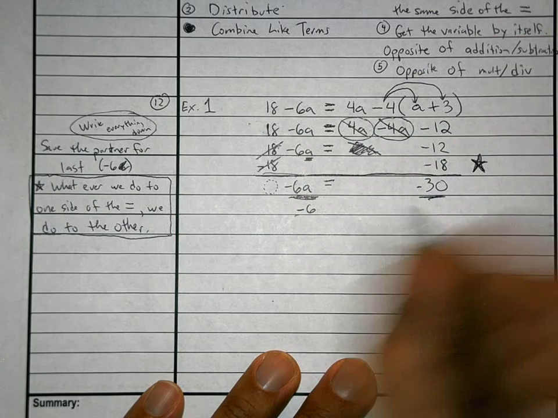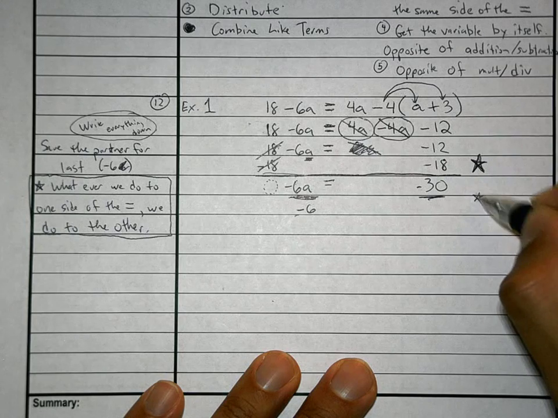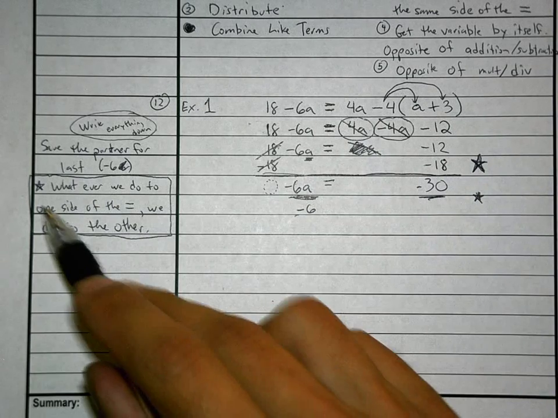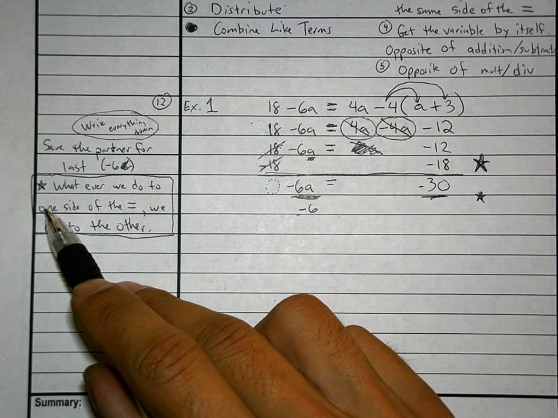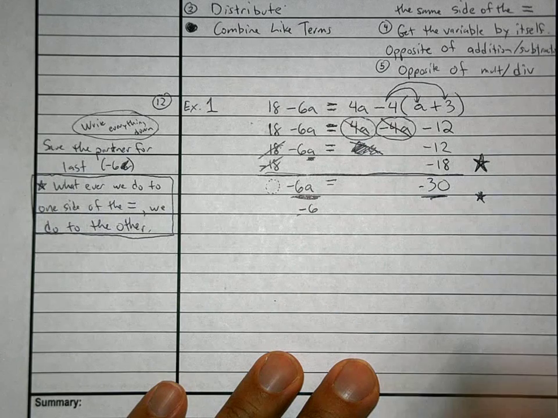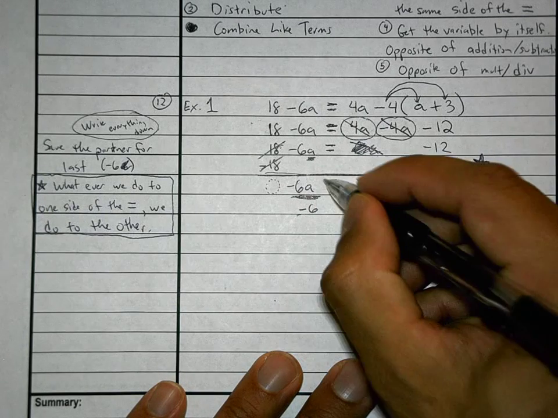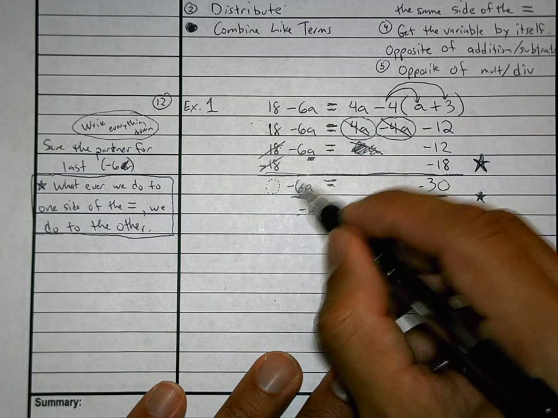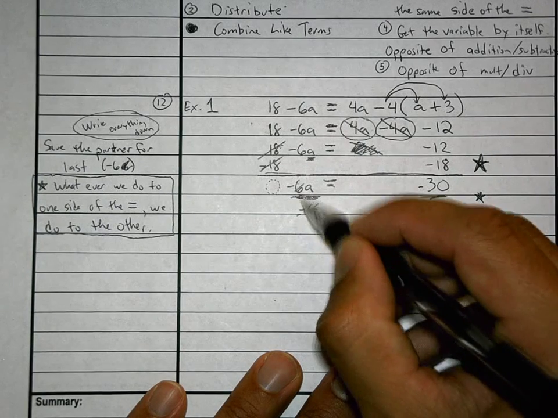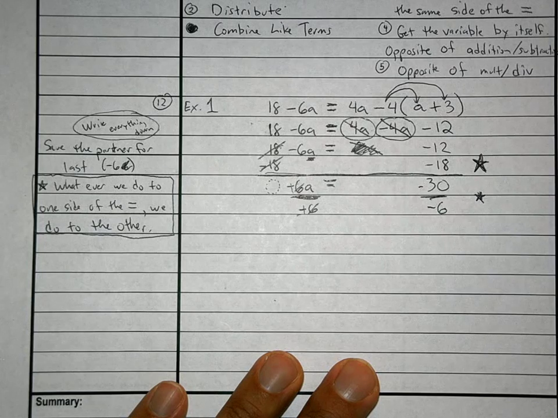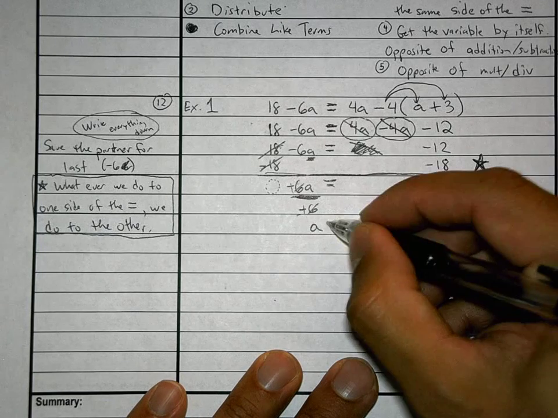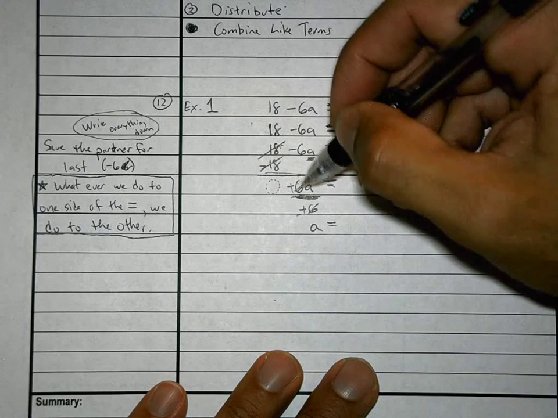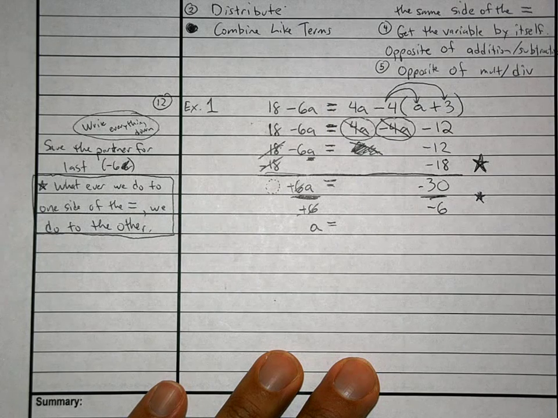And a little star. What does a star mean? Whatever you do to one side, you do to the other. Yeah, that's what you wrote on your notes. A, and what happens here, 6 divided by 6 makes 1. Negative divided by negative makes a positive. And then what do we have? We have a is equal to. This is actually technically 1 times a. And that's the multiplicative identity. So we know that it has to be a equals what number?